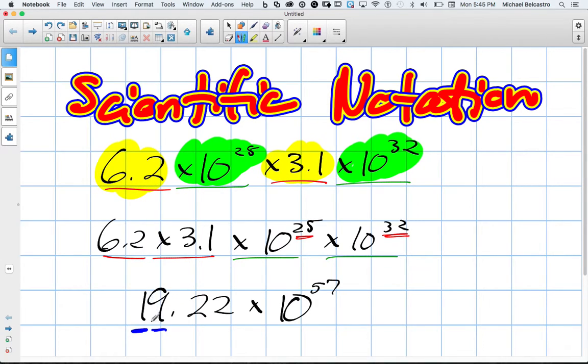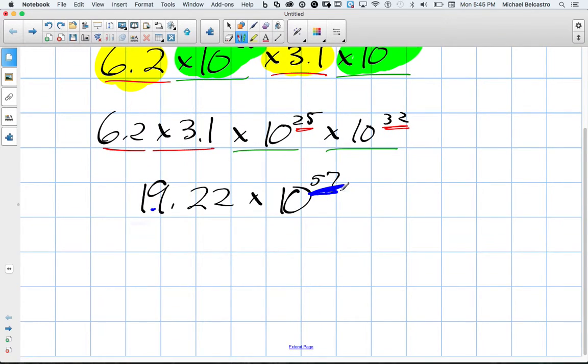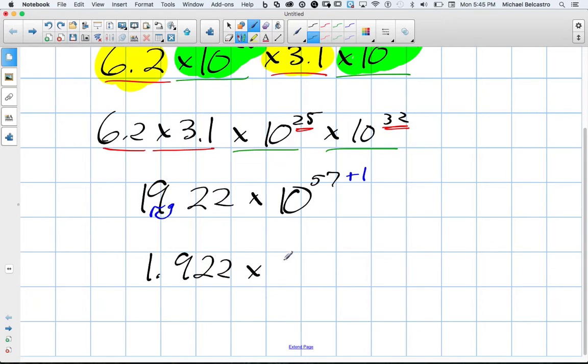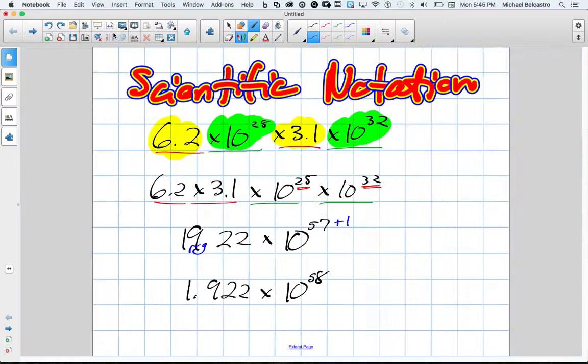We need to turn this into 1.922. When we do that, that's going to change our power here. When we move this decimal one unit over, this value here has to increase by 1. In other words, we need to add 1 to that power. So now the number will say 1.922, and this will now be 10 to the power of 58. And now that's in scientific notation. There we go.